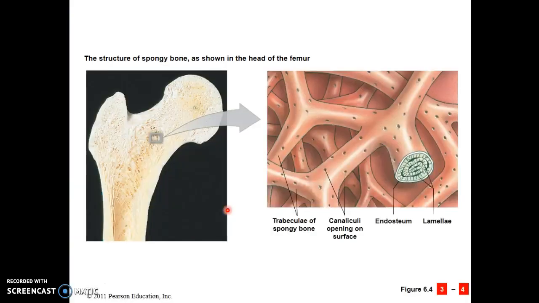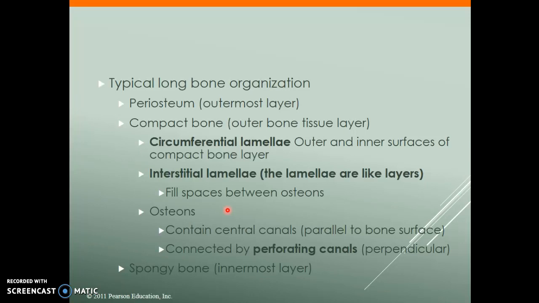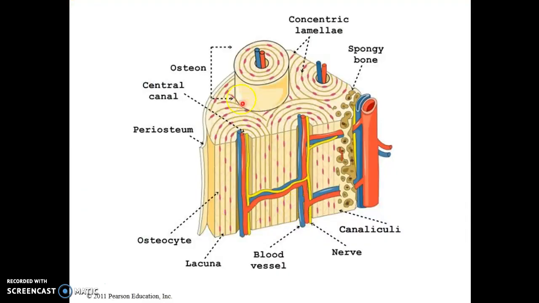Oops, don't see any picture there. Let's go back up here. So here, outside here, will be your concentric lamellae. And then here's one osteon, here's another osteon. In between the osteons, you would find interstitial lamellae. So we'll see that the circumferential lamellae are what create growth of the bone's width.